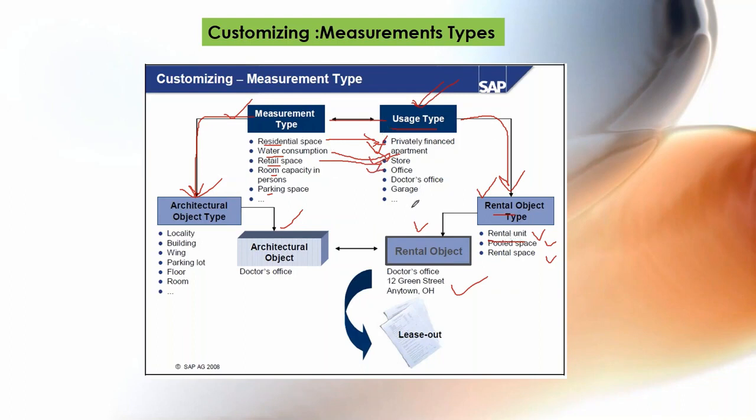You are assigning an individual measurement type to usage type, and from usage type it is coming to the rental object type. So when you are creating a rental object, it will automatically be available here. And then when you include this rental object into the contract, you can see these measurements there also. So this is the sequence. Now let me explain how you can assign the measurements there.